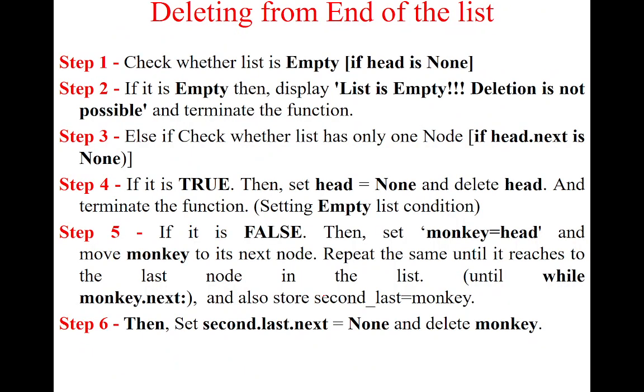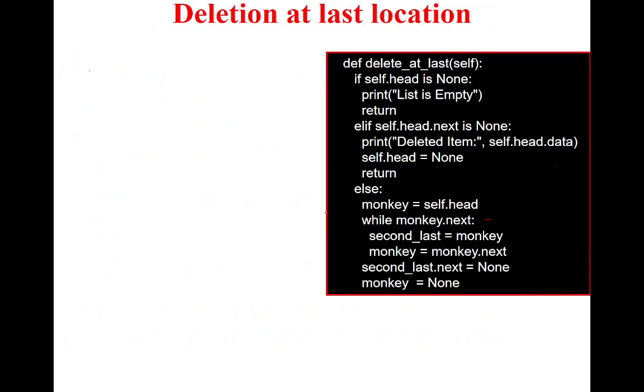Okay, the next one, deletion from the end of the list. If we want to delete from the end of the list, how can we do it? Check whether the list is empty. If it is empty, again the same thing. If it is empty, we cannot delete. Otherwise, check if only one node is there. This is case A: if the list is empty, we cannot delete. Case B: only one node in the list.